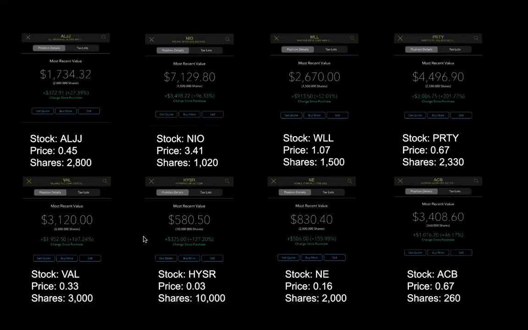Here's another one, Val, 33 cents a share, bought 3,000 shares. I'm up $2,000. Literally, I'm making money on pennies. I'm making dollars out of pennies. And I want us to not be intimidated by the market, but I want us to understand the market. There's one more sheet I'm going to share with you.